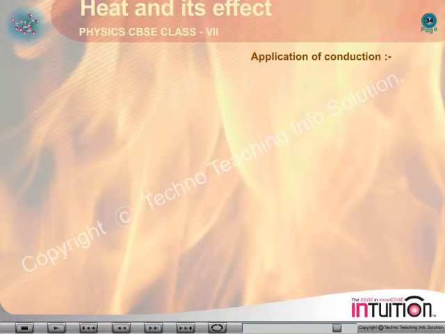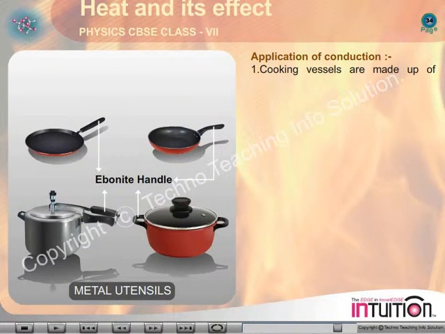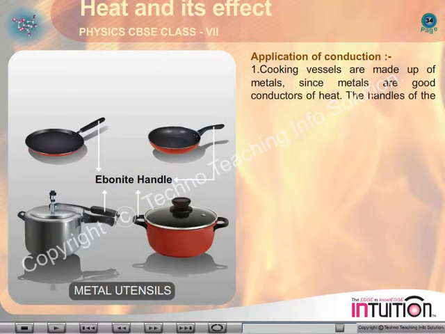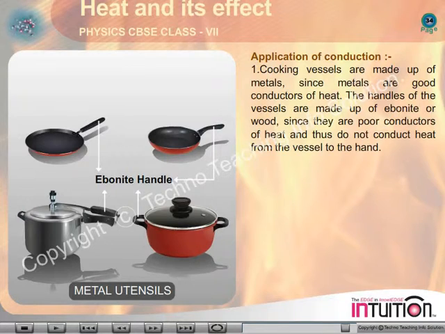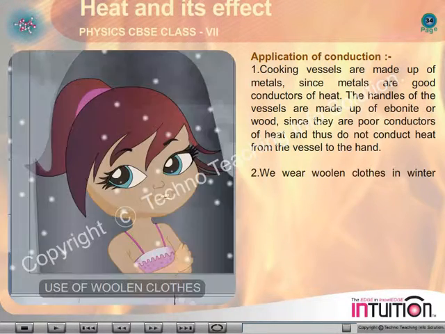Application of conduction. First, cooking vessels are made up of metals, since metals are good conductors of heat. The handles of the vessels are made up of ebonite or wood, since they are poor conductors of heat, and thus do not conduct heat from the vessel to the hand.